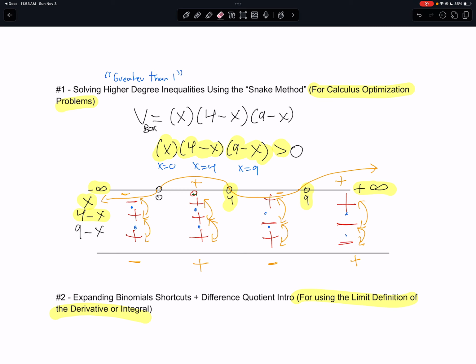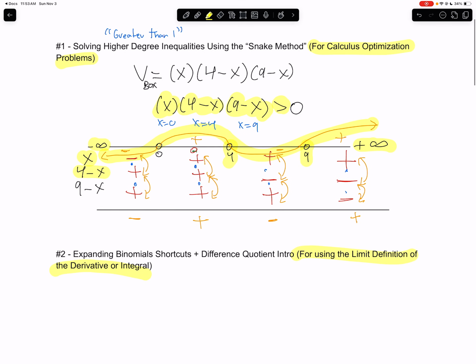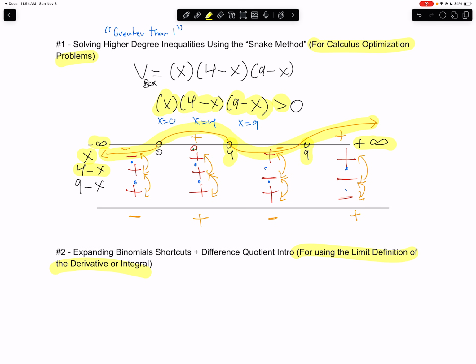Okay. Yeah, so hopefully you understand here that this is like our snake. See this? Like a snake. So we have our signs here. So now, in order to find for what values of x will make this true, here we want the volume of the box to be greater than 0.